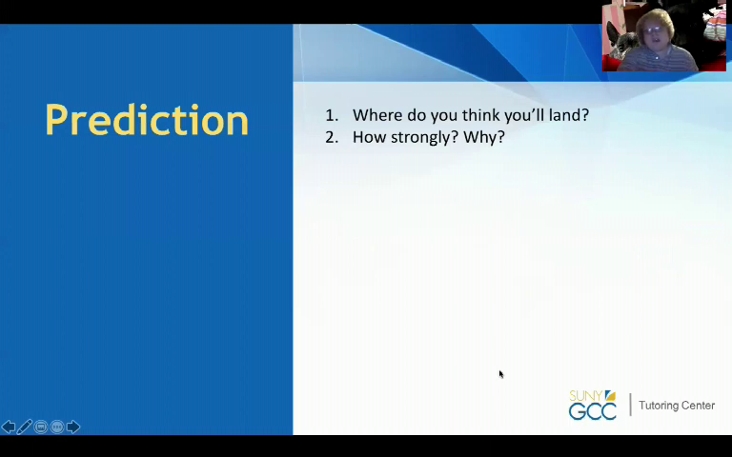So, for this segment, let's think about where we'll land. Think about you, and think about where you think you'll land. How strongly, and why, or why not. Do you think you'll have a secondary, something that also comes out, but not as strongly as your main? Think about that, and we'll meet up here for the next segment to actually take the test.